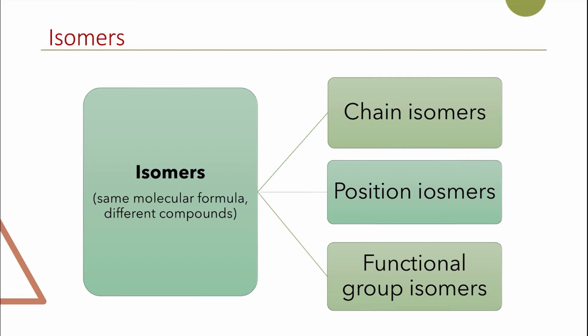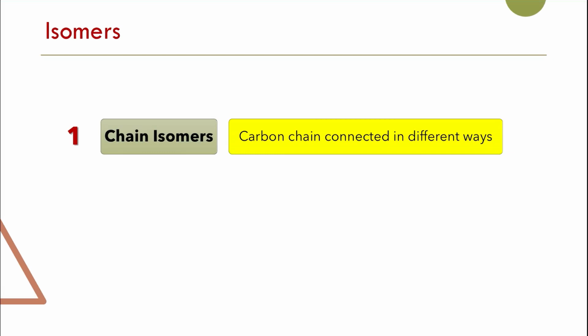We need to learn about isomers when we talk about organic molecules, because in organic molecules you could have two or more different molecules that share the same molecular formula, but they are different compounds. So we tend to call these isomers. And there are three types of isomers: chain isomers, position isomers, and functional group isomers. So what's the difference between all of these?